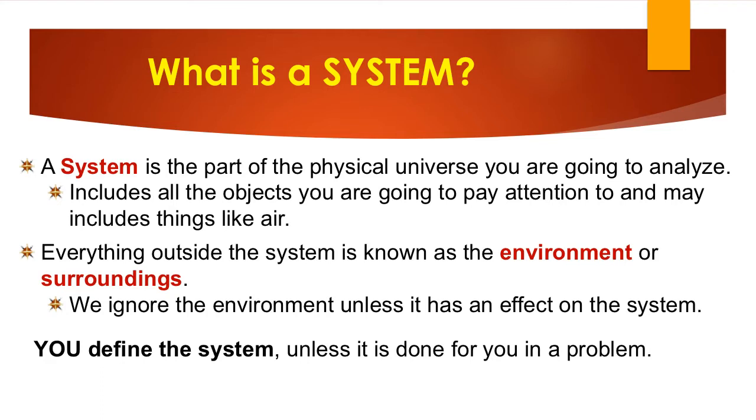Everything inside the system is the system. Everything outside the system is either known as the surroundings or the environment. And we generally ignore what is happening in the surroundings, unless it has some effect on the system, unless something happening out there is going to come into our system and affect it. The great news about systems is that usually we as physicists can define the system because we want to look at only a few things, a few specific objects, or one specific situation, and we can define the system in the way that makes it the easiest for us to analyze that situation. And so I'm going to teach you how to define the system, and we're going to work on always defining the system that we're looking at as we go forward.